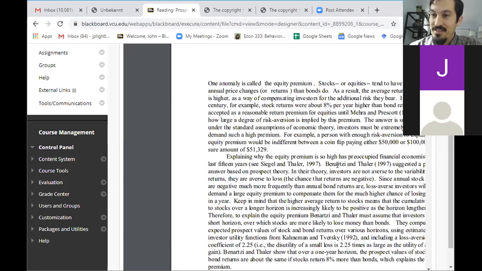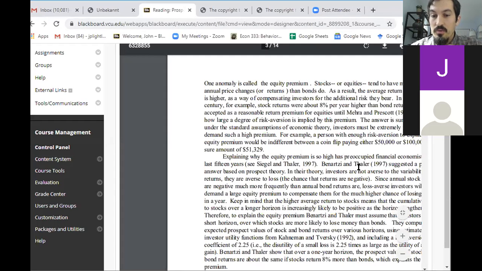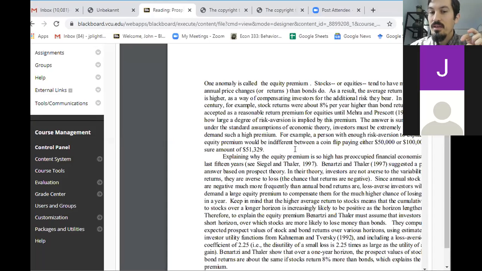Here's what prospect theory has to say. The reason this equity premium is so high, it's so high that it can't really be explained by expected utility theory. By the way, if you just read this paragraph that I have highlighted here, it says a person who is so risk averse that they would have this normal equity premium would rather have $51,000 than a coin flip, which pays 50,000 for heads and 100,000 for tails. You'd have to be pretty crazy, right?